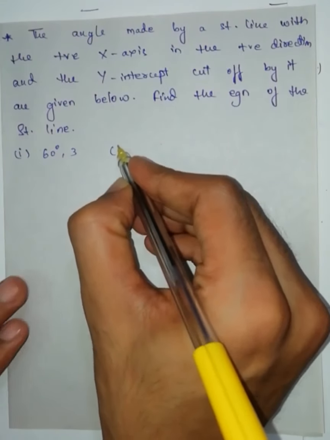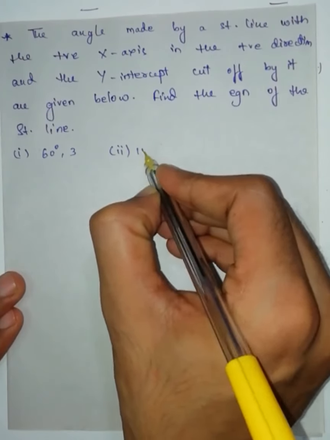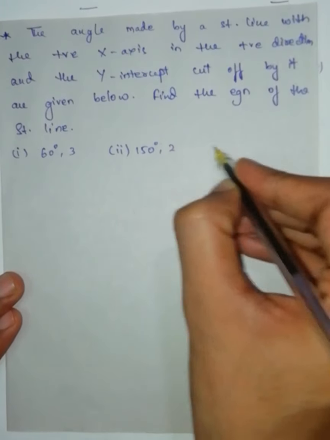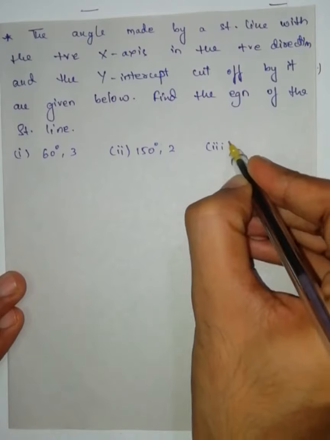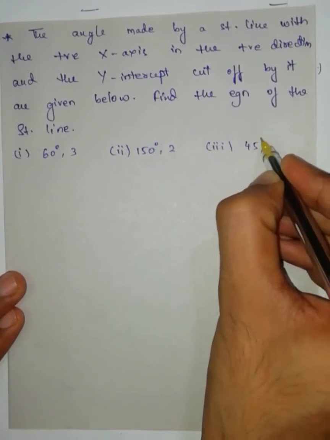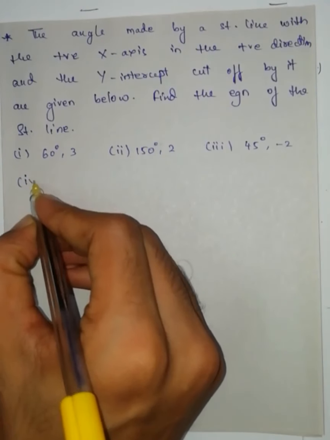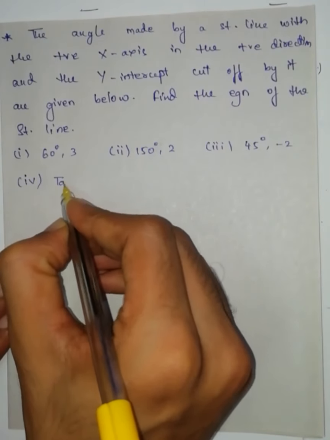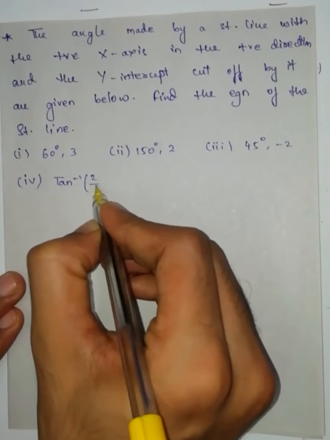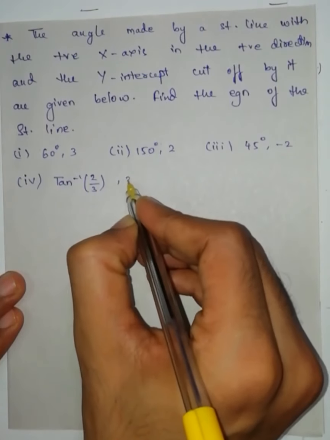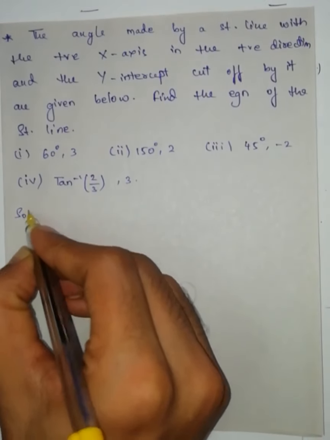Second one 150 degrees comma 2. Third one 45 degrees comma minus 2. And the fourth one tan inverse of 2 by 3 comma 3. Solution.